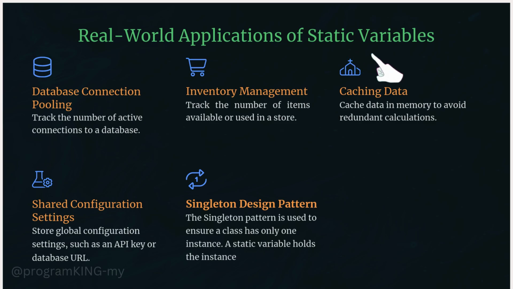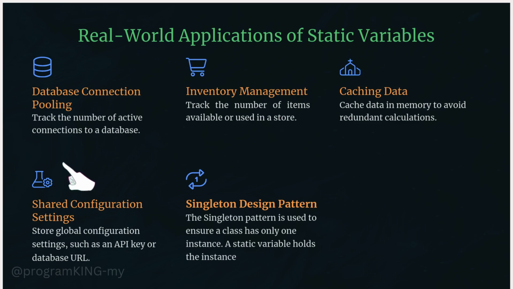Caching data. Let's talk about caching data. Static variables are perfect for caching frequently accessed data in memory to avoid redundant calculations. For example, if your program performs complex computations or database queries, storing the result in a static variable prevents the need to recompute the same value multiple times, saving processing time and resources.